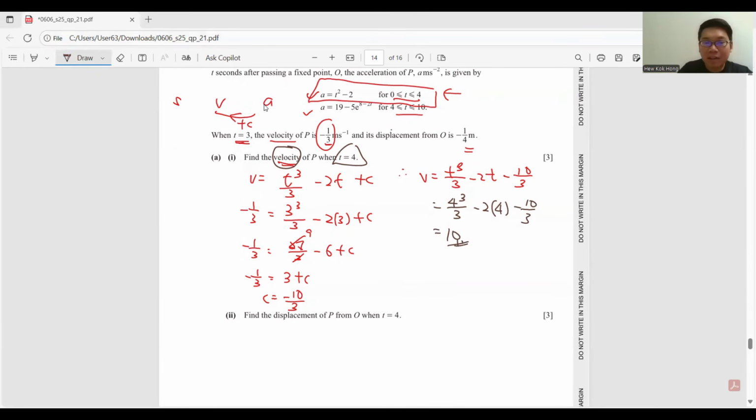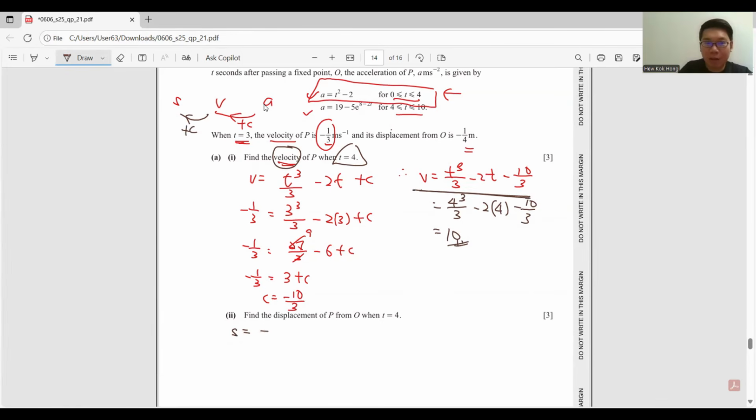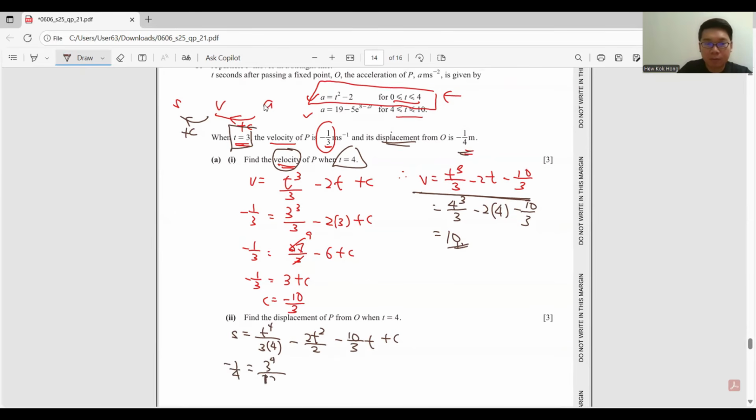Second part, find the displacement of P when t is 4. Again, we need to find the displacement formula. First, we also need to find the plus c. We integrate from here, power plus 1, power throw down. And remember, plus c. They say when time equals 3, displacement is -1 over 4. Then key in calculator, you get c is 12.